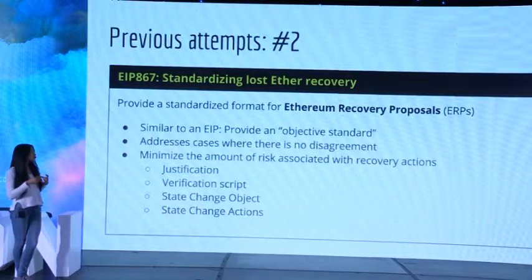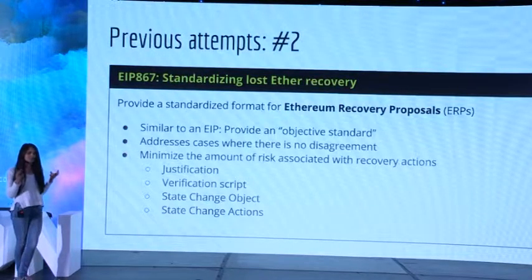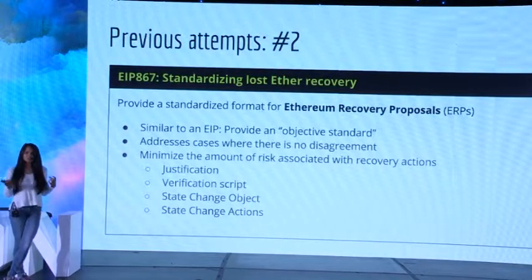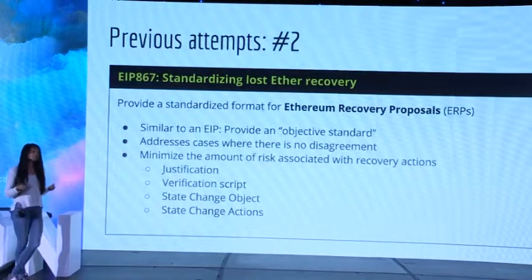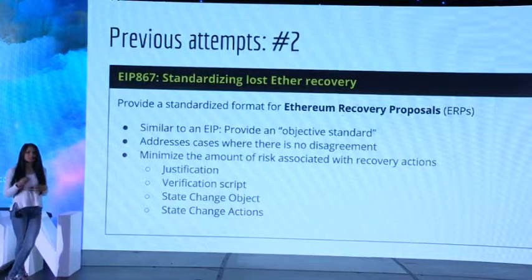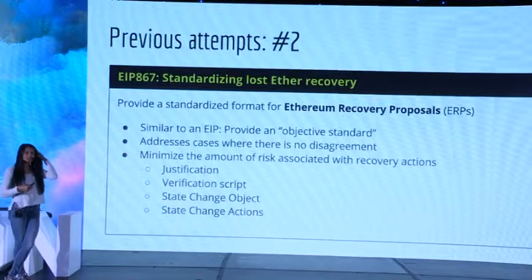And the idea was, it's similar to EIP, where you have an objective standard if you want to propose a recovery. The idea was to address cases where there's no disagreement on whether it should be recovered or not. It's just obvious to people that this should be recovered. The goal of this ETH recovery proposal was to minimize the risk every time we do a recovery. And so there was a very strict way of how you propose.